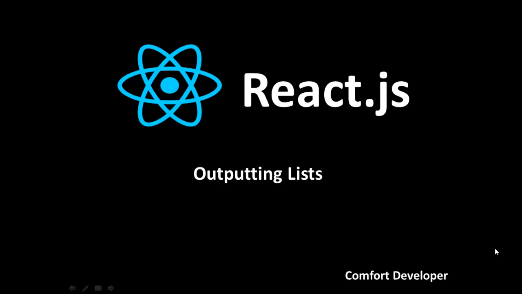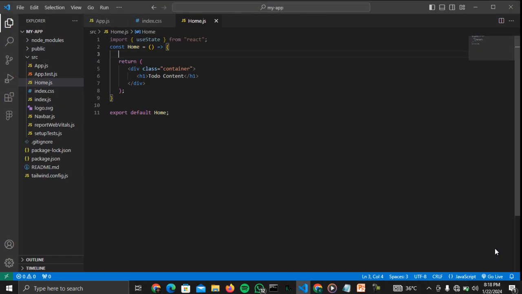So I'll be talking about outputting lists. In this video, I'll be talking about how we can output our list in this template dynamically, instead of hard-coding all the lists we want here. So now we'll be using our useState, because in the future we can change it, so it is going to be changing dynamically.